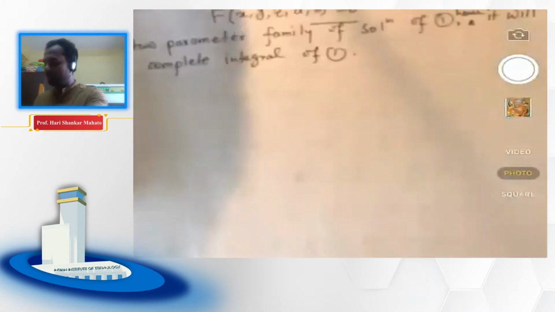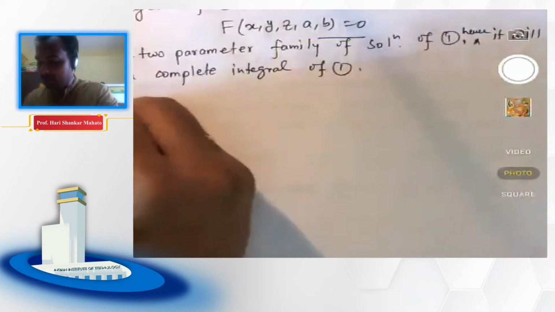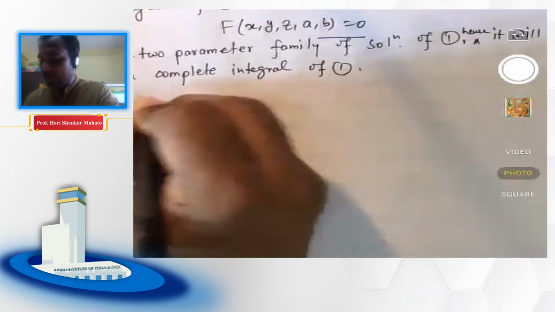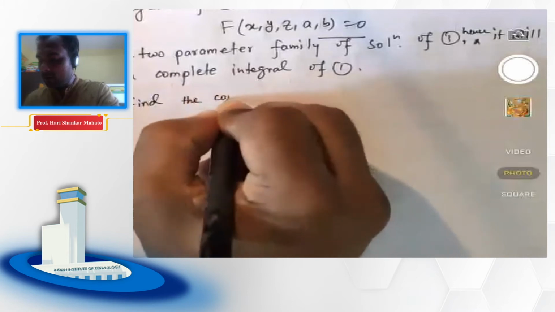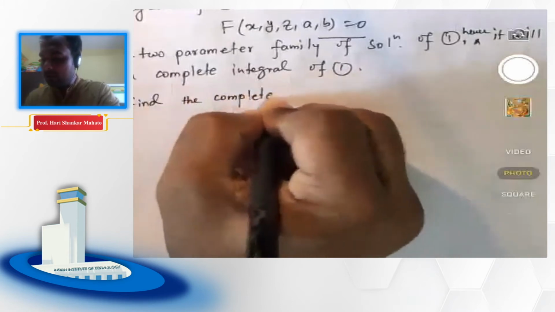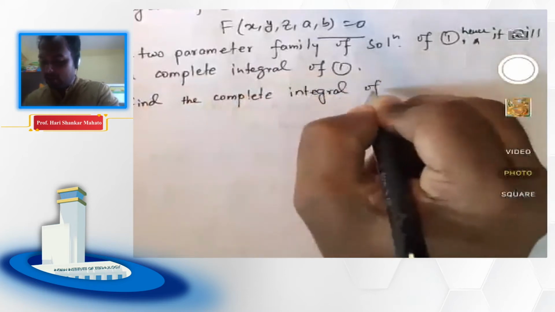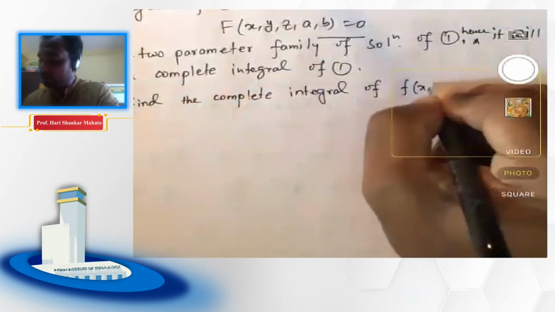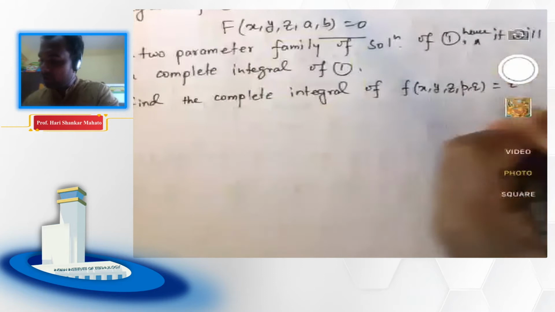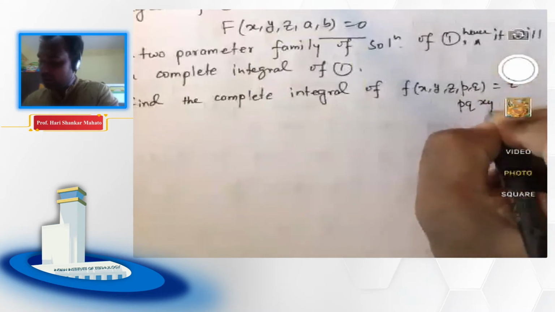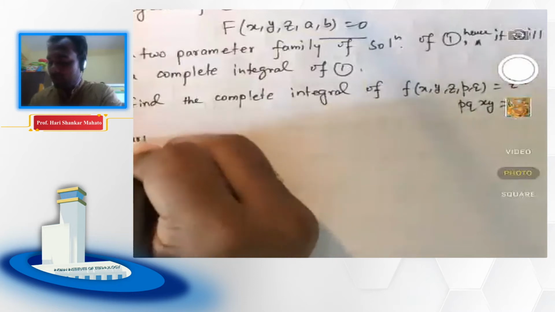So first of all, let's see an example. Find the complete integral of f of x, y, z, p, q equals z square minus pqxy equals 0 by Charpit's method.